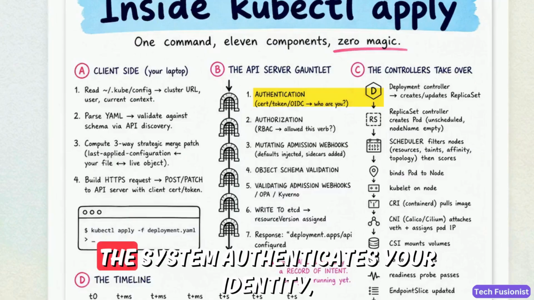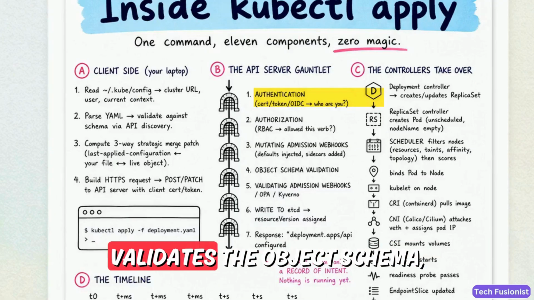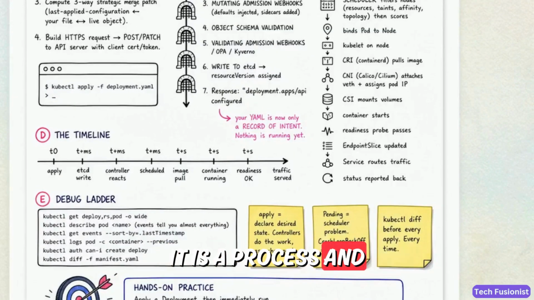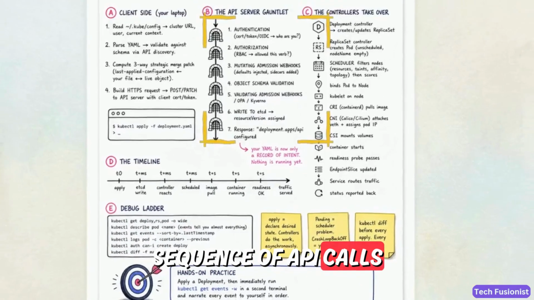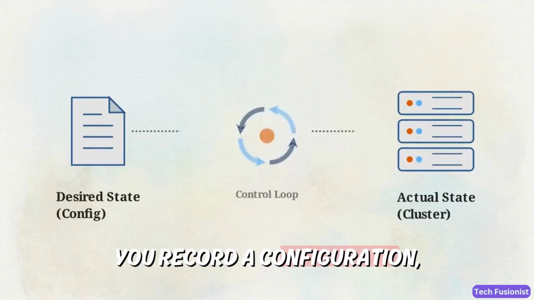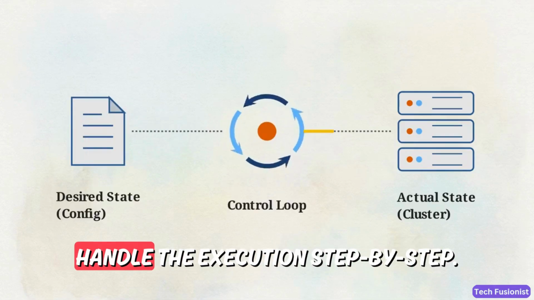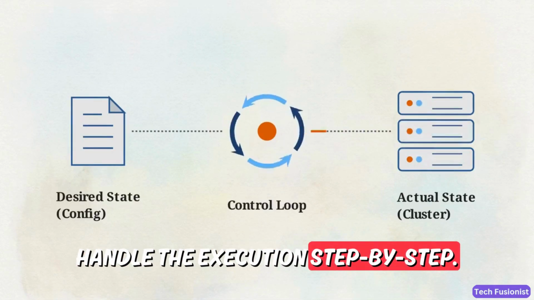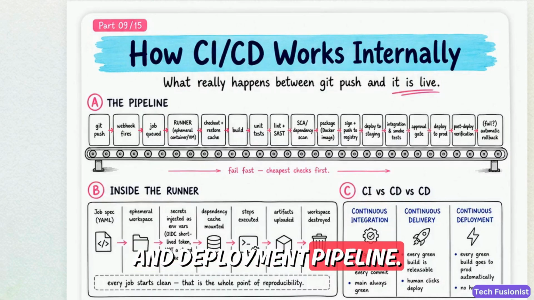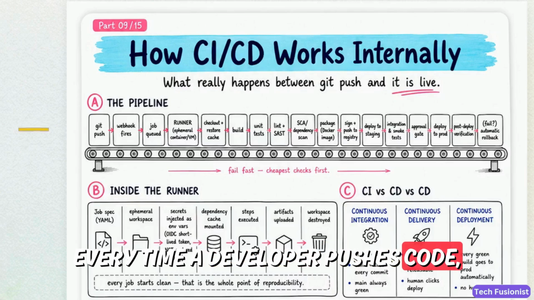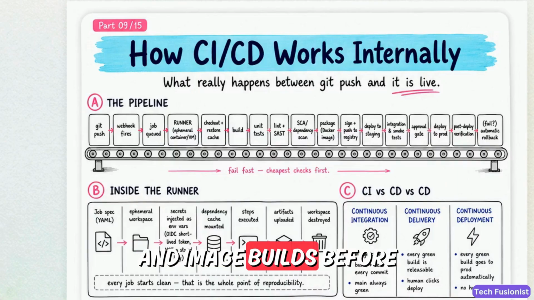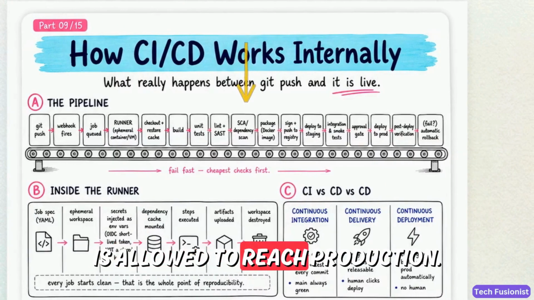When you run a deployment, the system authenticates your identity, validates the object schema, writes the record, and assigns a physical node. It is a precise 11-step sequence of API calls and scheduler responses. There is no magic in the cloud layer. You record a configuration, and independent control loops handle the execution step by step. Connecting your local code to that cluster requires a continuous integration and deployment pipeline. Every time a developer pushes code, automated runners execute linting, unit tests, security scans, and image builds before any new feature is allowed to reach production.